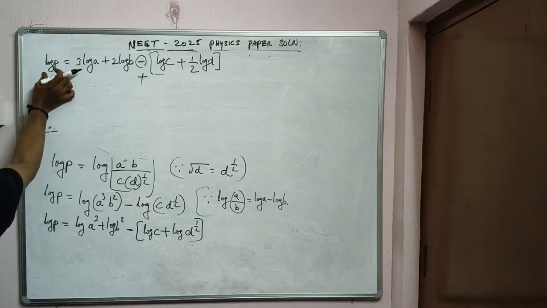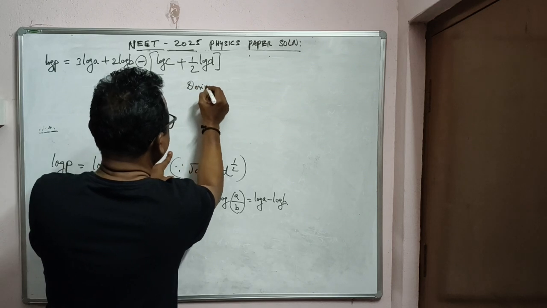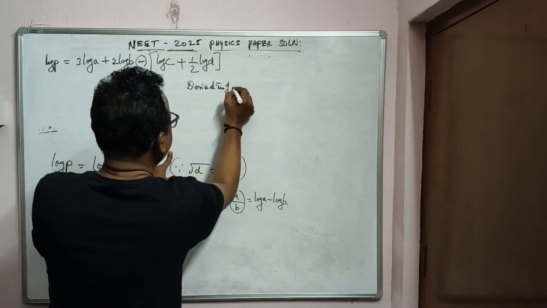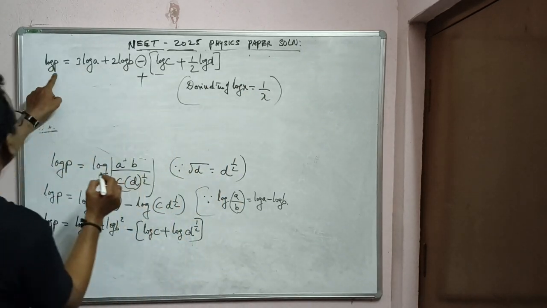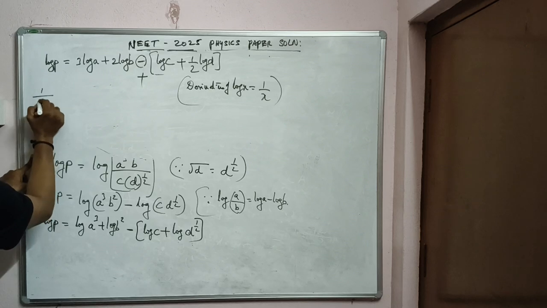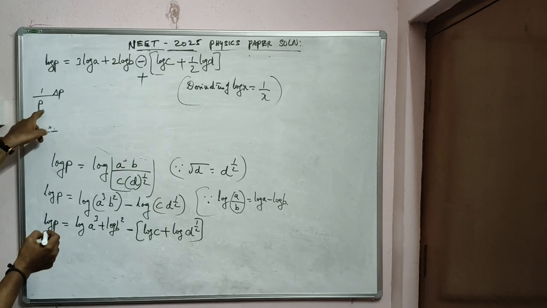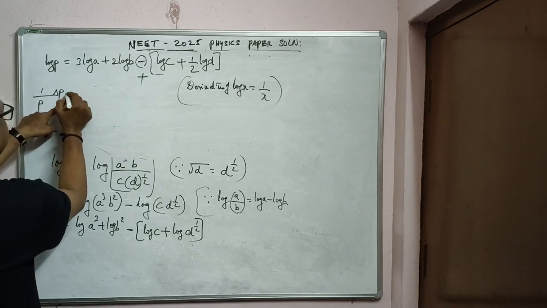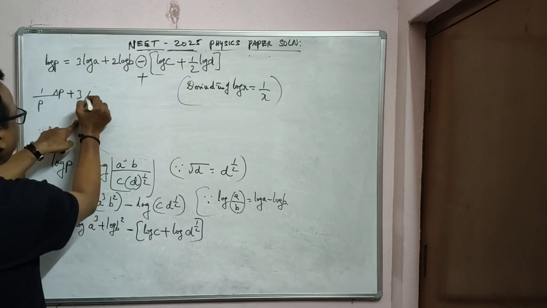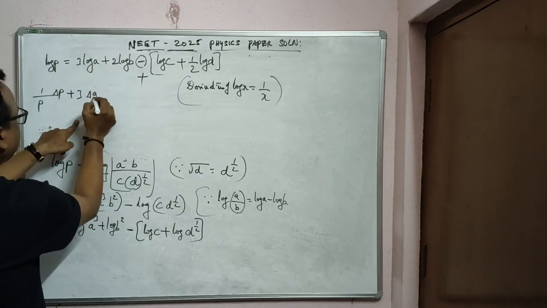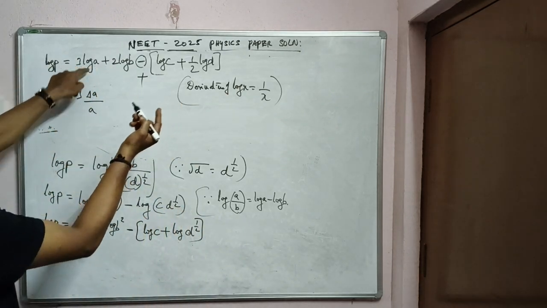And we know the derivative of log x is 1 by x. So finding the derivative: the derivative of log x is equal to 1 by x, we know from maths. So for this one, 1 by p into delta p. Same way for this one, again 1 by a into delta a. Same like this, derivative of log x, again 1 by x into delta a.